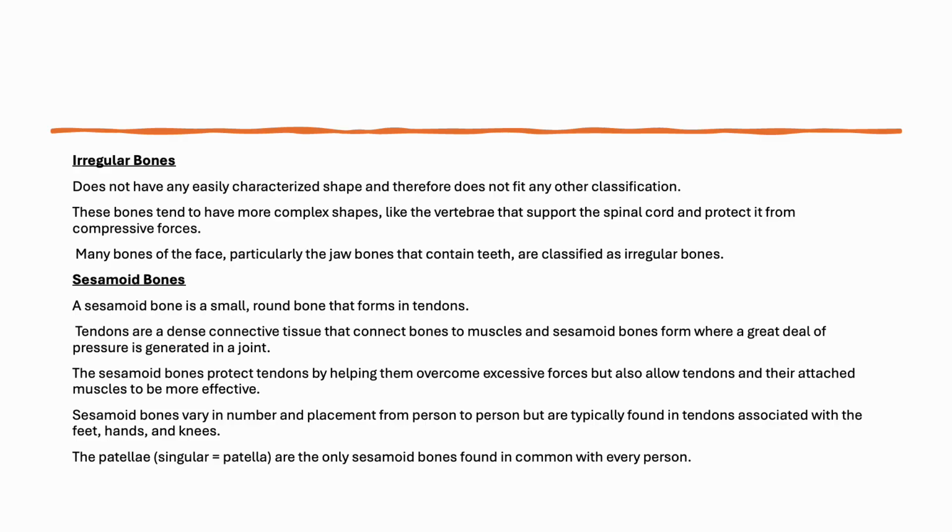Sesamoid bones, for example the patella, are small round bones that form in the tendons. That is what makes them be called the sesamoid bones. So the patella is one of the largest sesamoid bones in the body.